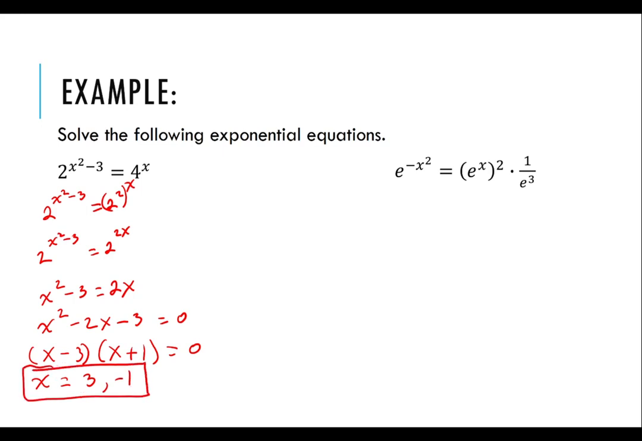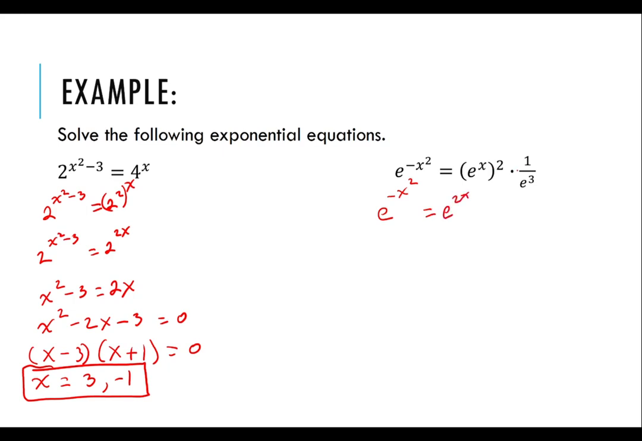For the next one, notice that our base is going to be e. So this might seem a little strange, but we just need to get everything into a single base e on each side. So I have e to the negative x squared on the left, and I have e to the x quantity squared times 1 over e to the third. So I need to have matching bases, just e. So this is e to the negative x squared is equal to e to the x quantity squared is e to the 2x.